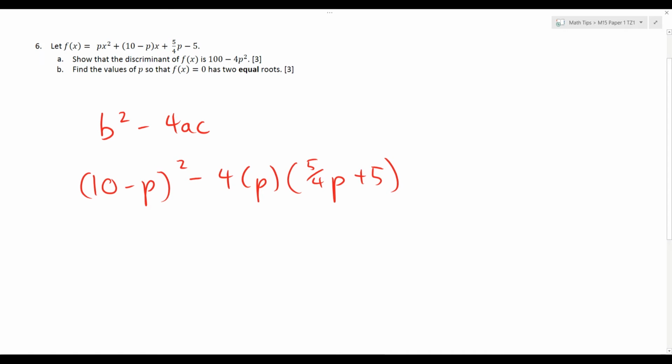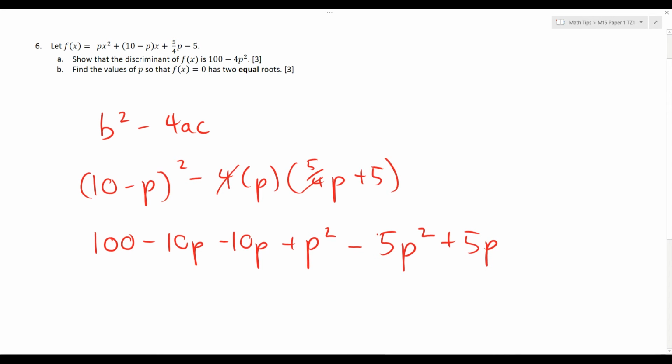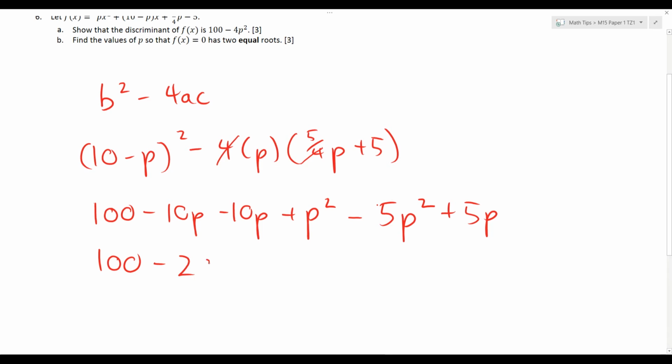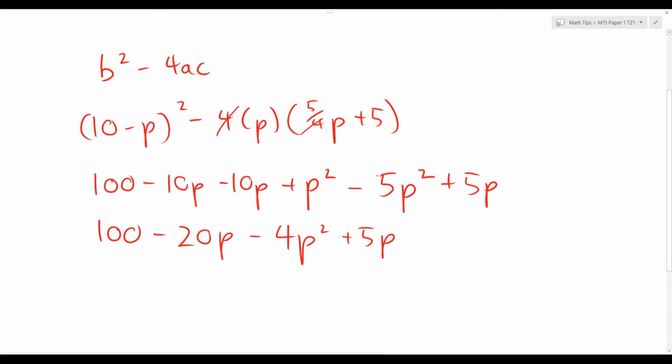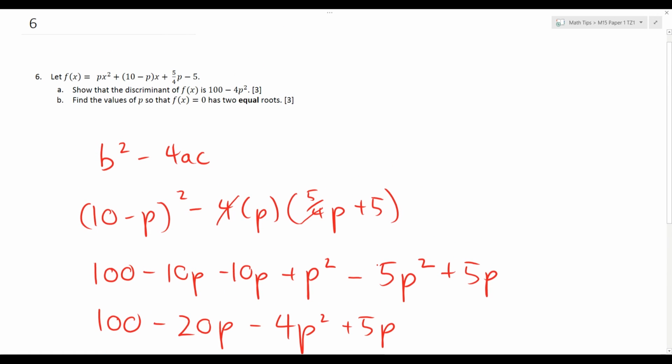Okay, alright, so what we are going to do is expand that. So we're going to get 100 minus 10p minus 10p plus p squared minus, okay, so that and that cancel out. So 5p squared, yeah, plus 5p. Wow, that was a mouthful. So minus 20p plus p squared minus that, so that's minus 4p squared plus 5p, plus 5p minus 20, so that is simply 100 minus 15p minus 4p squared.